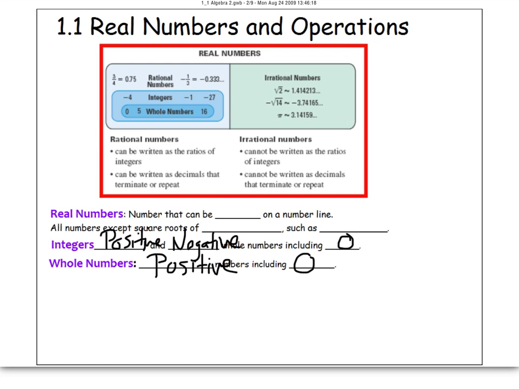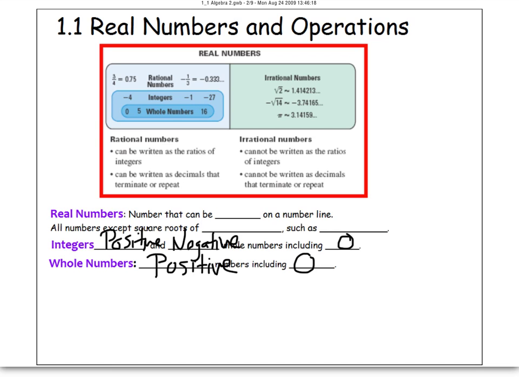Then the next layer of numbers are rational numbers. Now rational numbers are the whole numbers we learned again in first grade, the integers you learned in third and fourth grade, and then rational numbers also include fraction answers. So negative 1/3, which is a decimal or a fraction, is considered rational.